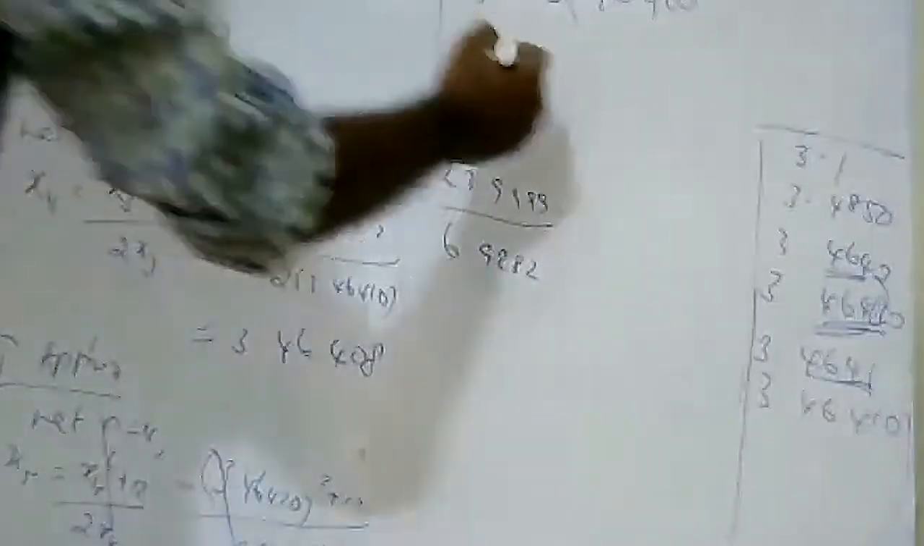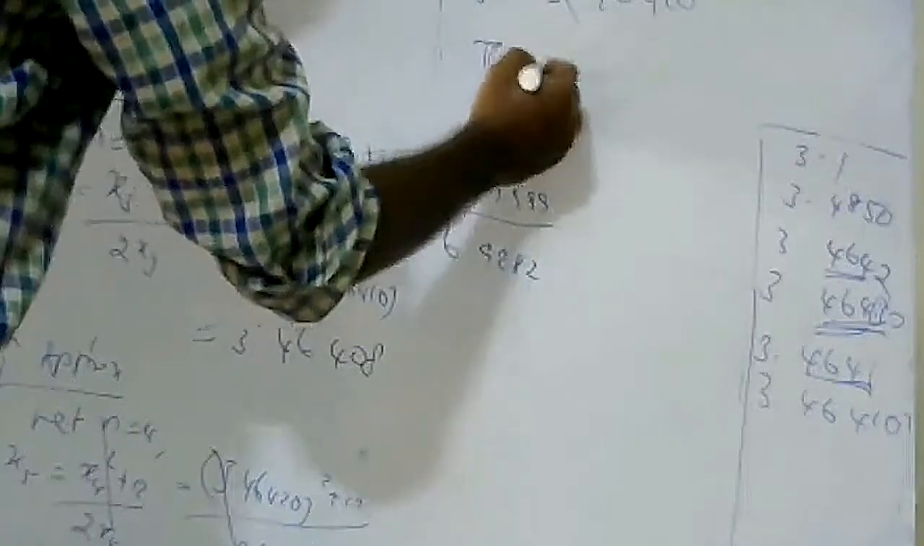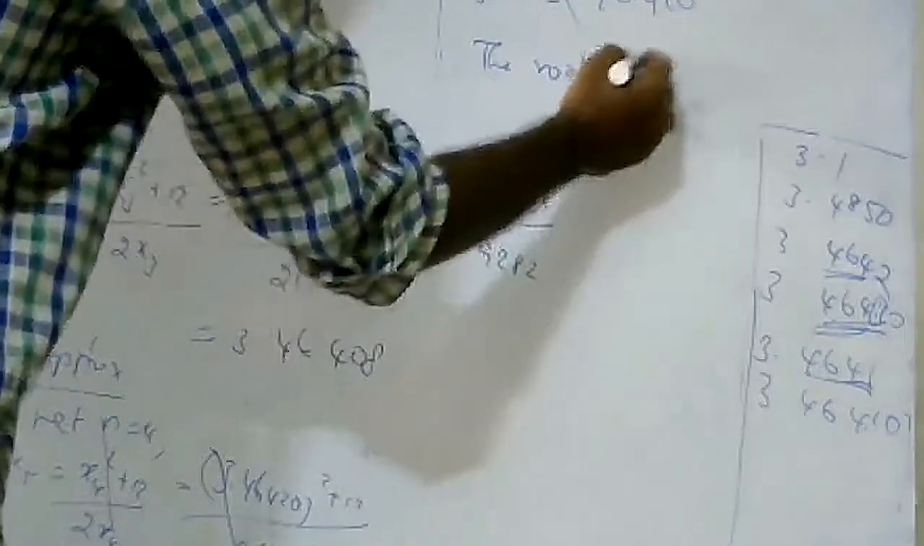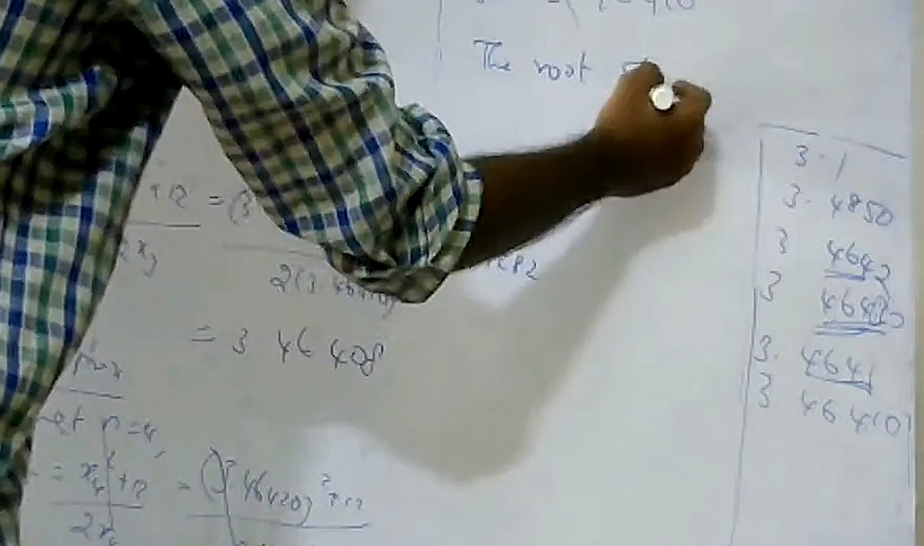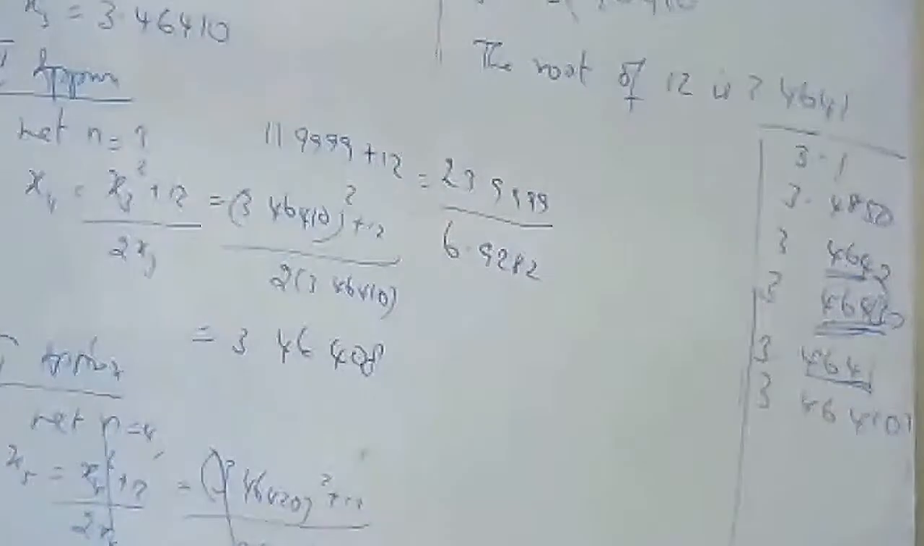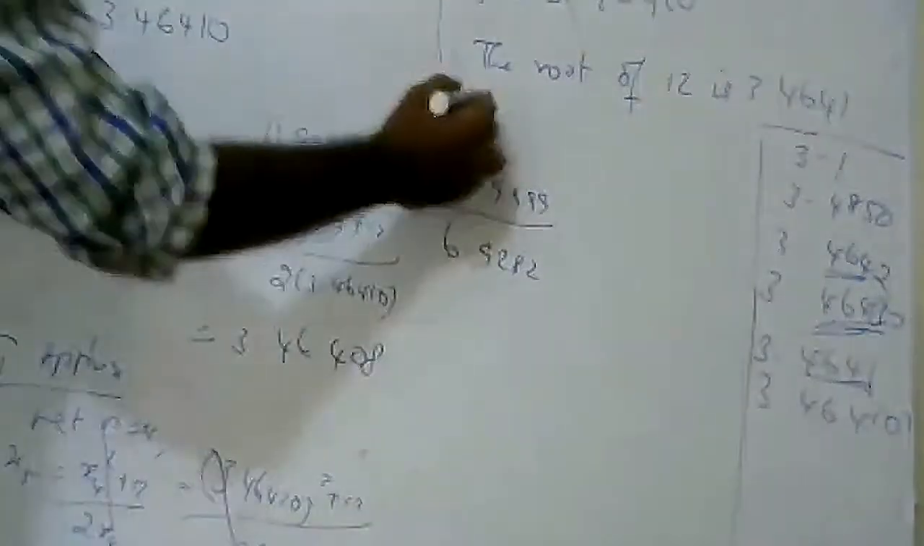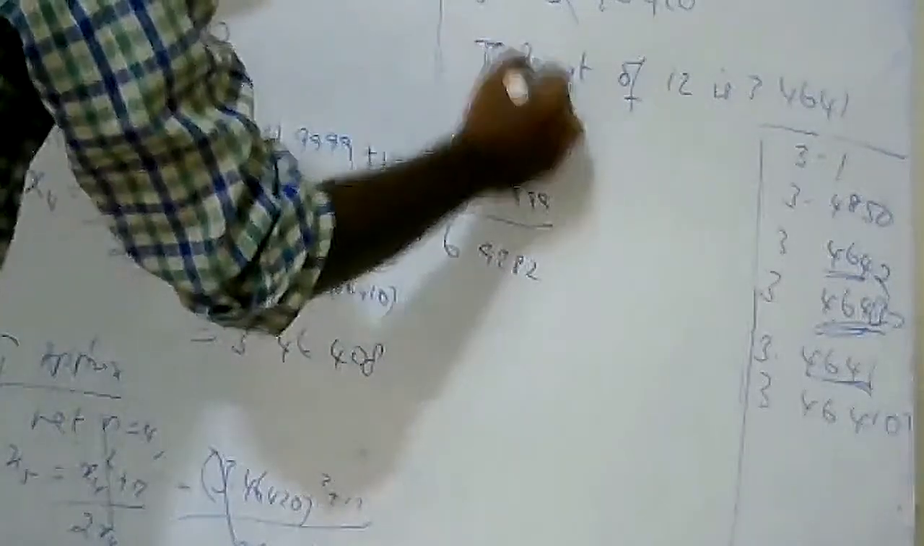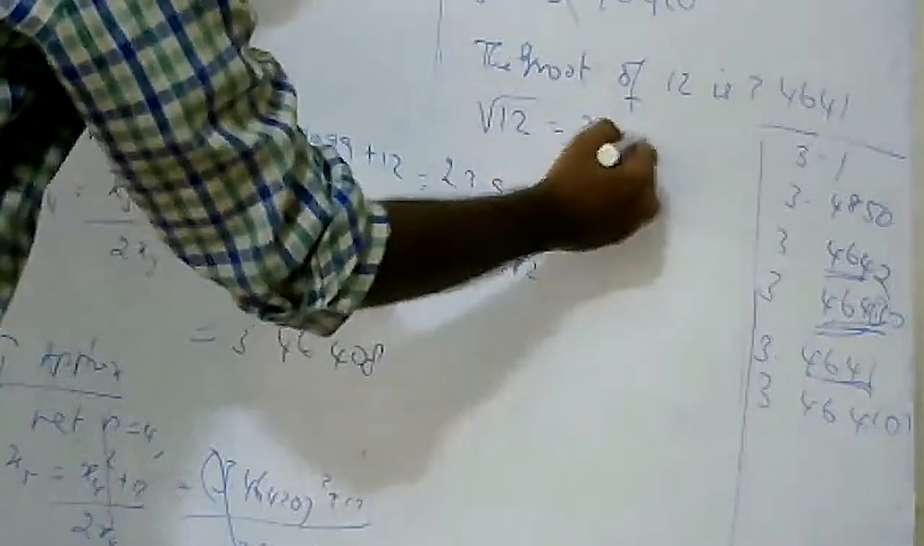So the root of 12 is 3.4641. Okay, that is square root of 12. Square root of 12 is equal to 3.4641. That's it.